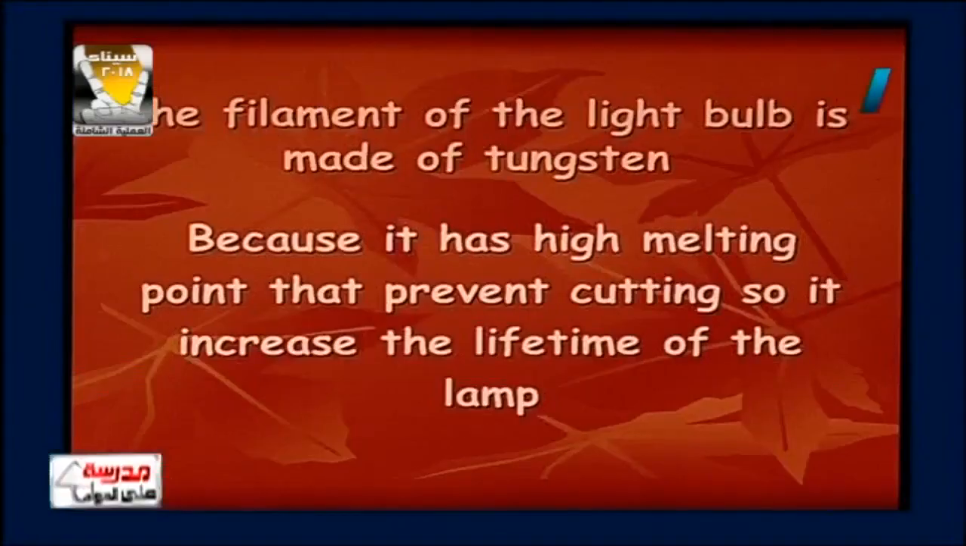Why do we use tungsten in making the filament? Give reason. The filament of the light bulb is made of tungsten because it has a high melting point that increases the lifetime of the lamp. I can settle for an answer like this, or even just: because it has a high melting point. Again, the question says, the filament of the light bulb is made of tungsten because it has a high melting point that prevents cutting, so it increases the lifetime of the lamp.